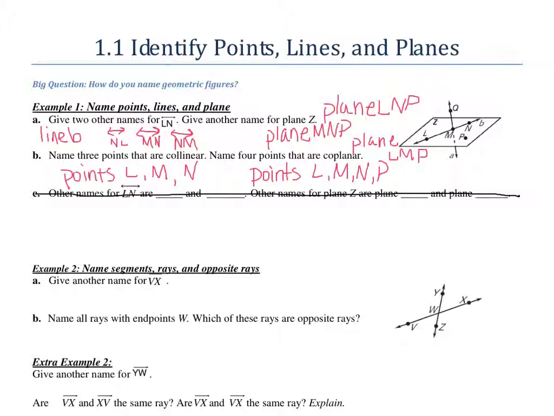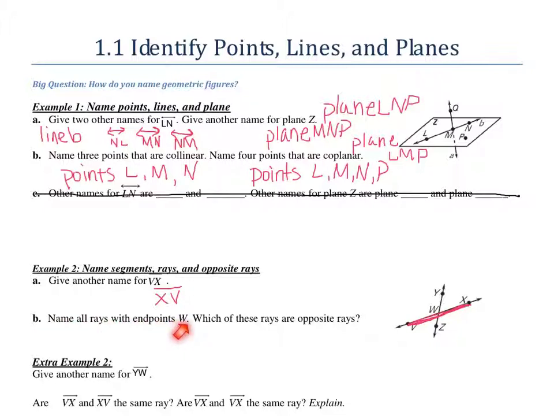Alright, the next part right here, give another name for line segment VX. So I'm talking about just this piece from V to X. I'm talking about only this piece. So I've got to have those exact endpoints. So the only other way I can name it is to switch my X and V around, and I've got to keep the line segment symbol right above it.